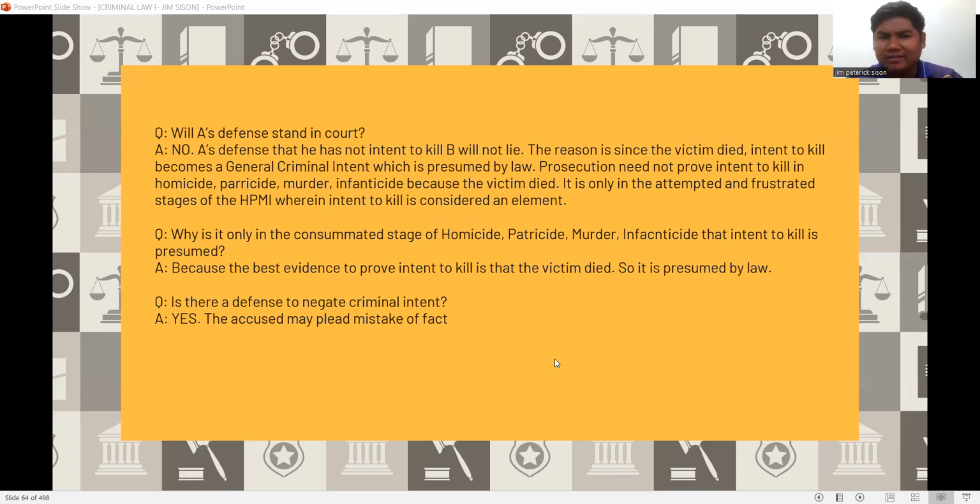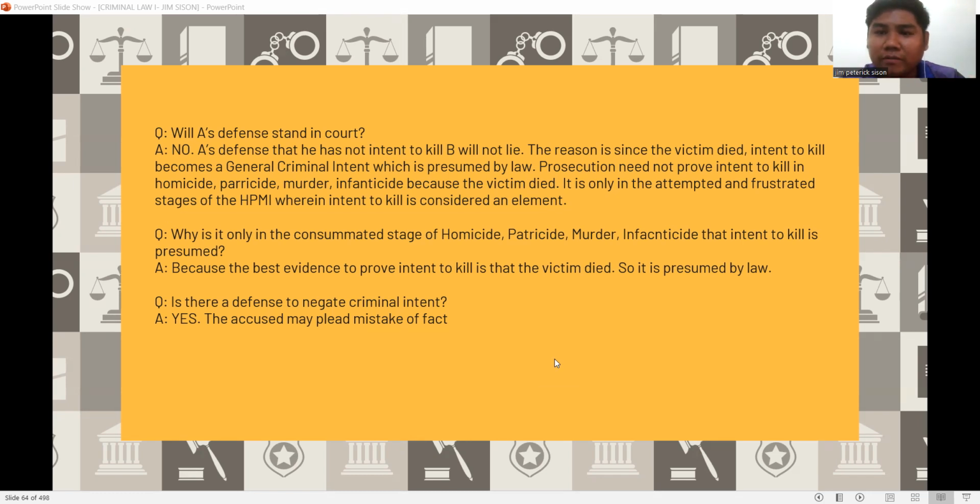Now, will A's defense stand before the court? The answer is no. Why? A's defense that he has no intent to kill B will not lie. The reason is the victim died. Therefore, intent to kill becomes a what? A general criminal intent. And general criminal intent is presumed by law. Okay? So the prosecution need not prove intent to kill. Okay? In homicide, parricide, murder, infanticide. Because the victim died.